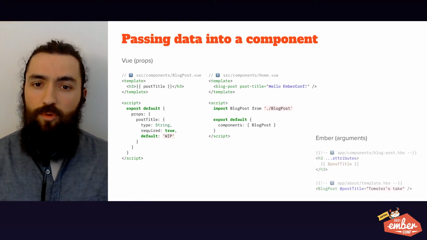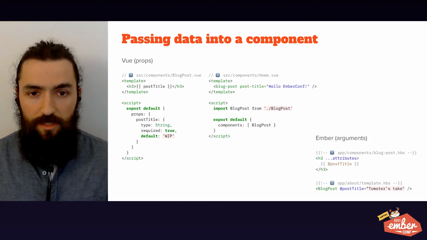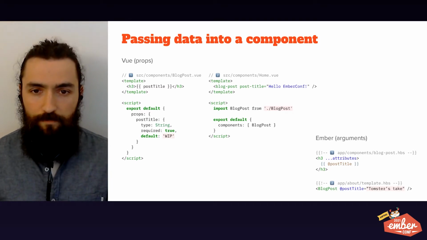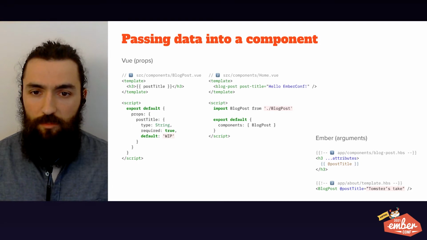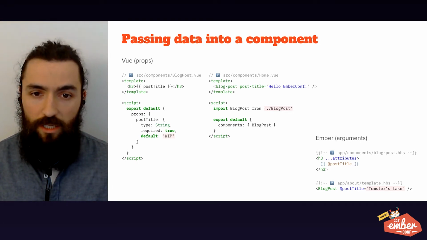On the Ember side, props are called arguments and are passed with the @ symbol. You don't explicitly declare them, so coming from Vue, this was something that I had to get used to. However, with the advent of TypeScript, you can define your arguments as its own type or interface, and the language will do the checking for you, for example.